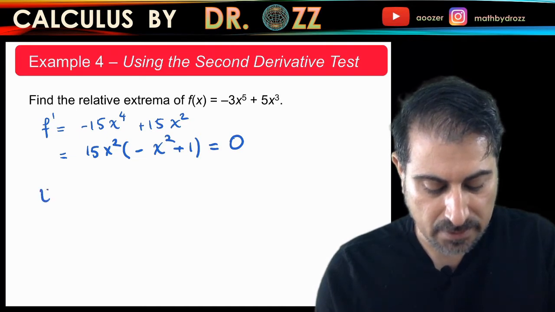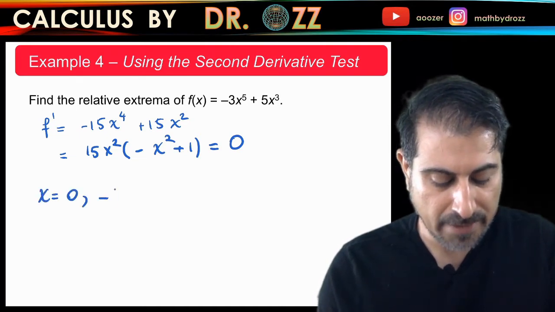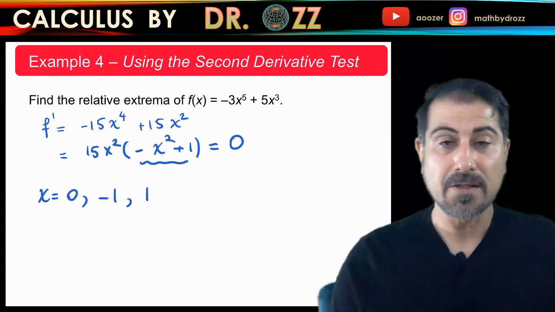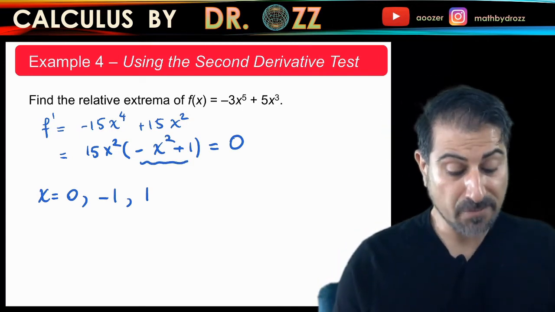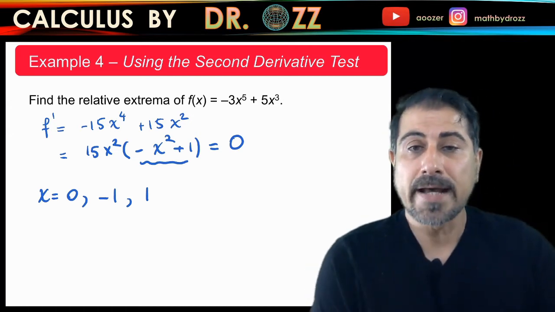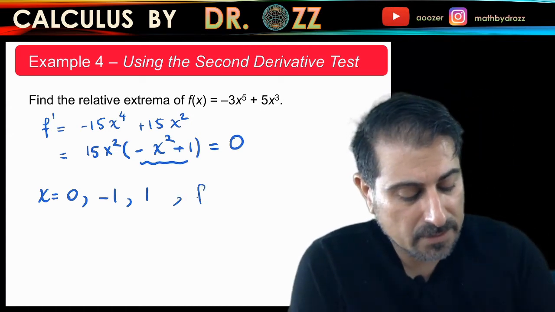One is 0, the other one is negative 1, the other one is 1, because if you set negative x squared plus 1 to 0, you have plus or minus 1. So we have three candidates of x. That makes f prime 0.